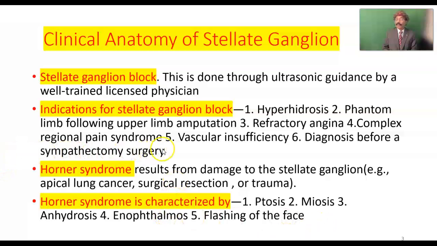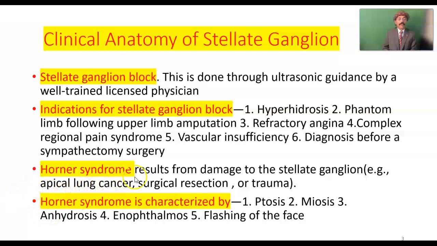Refractory angina, complex regional pain syndrome. It may be vascular pain, some type of viral infection pain, or vascular insufficiency, so there will be vasodilation. It is used in Raynaud's phenomenon, where we need vascular sufficiency. Diagnosis before a sympathectomy surgery: before sympathetic ganglion removal, we can inject the anesthetic at the stellate ganglion. We must find out whether it is effective for that patient, so he may go through surgery.